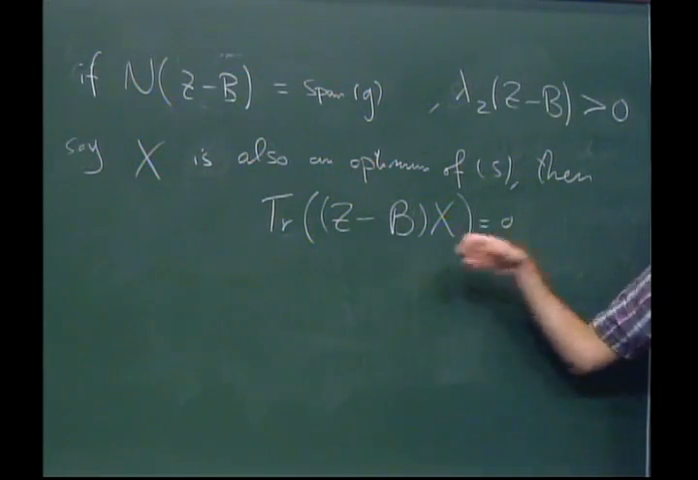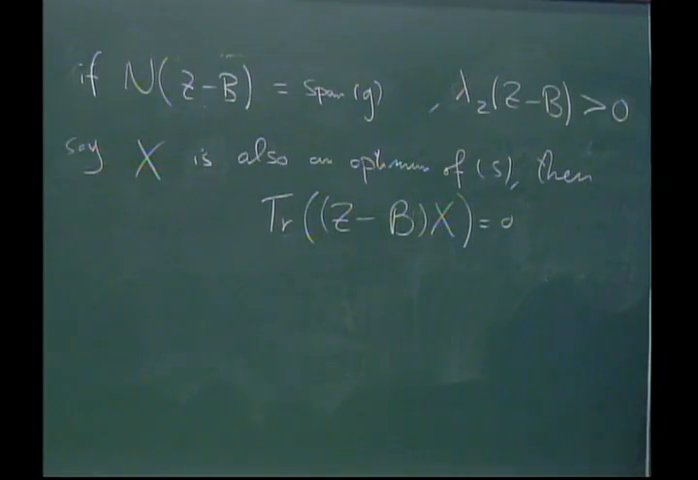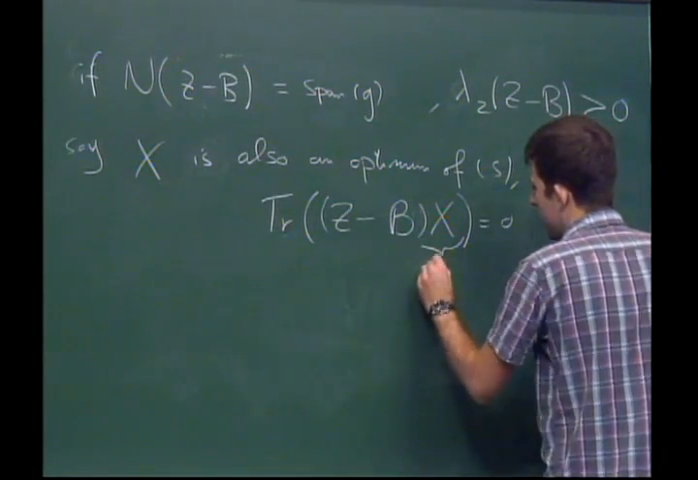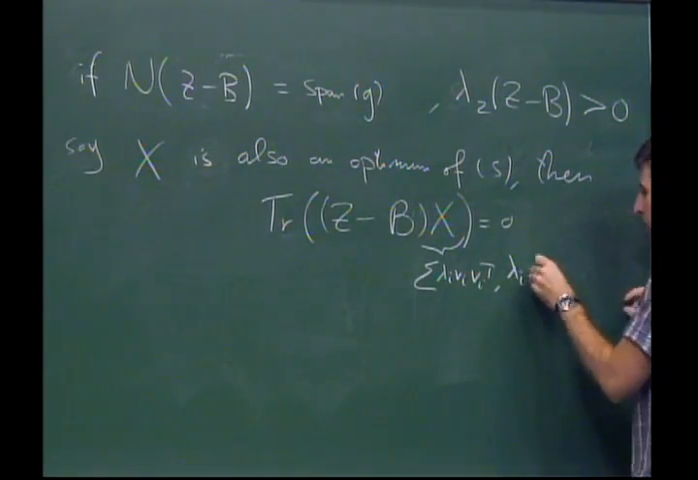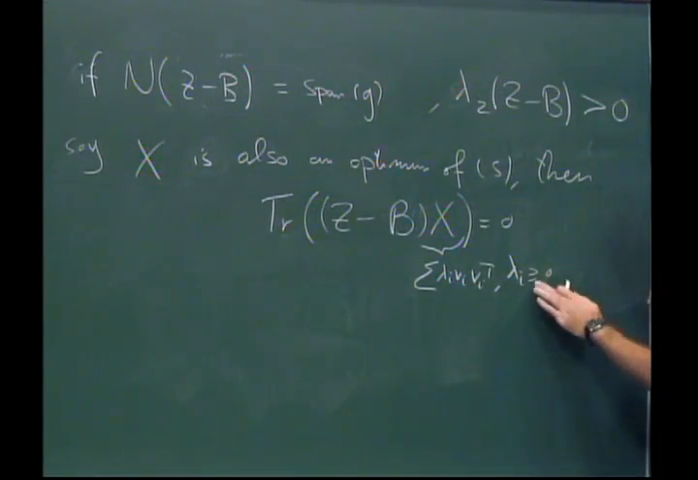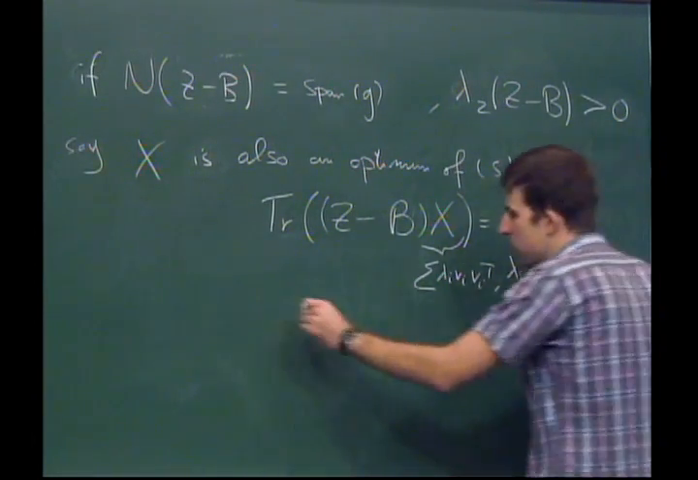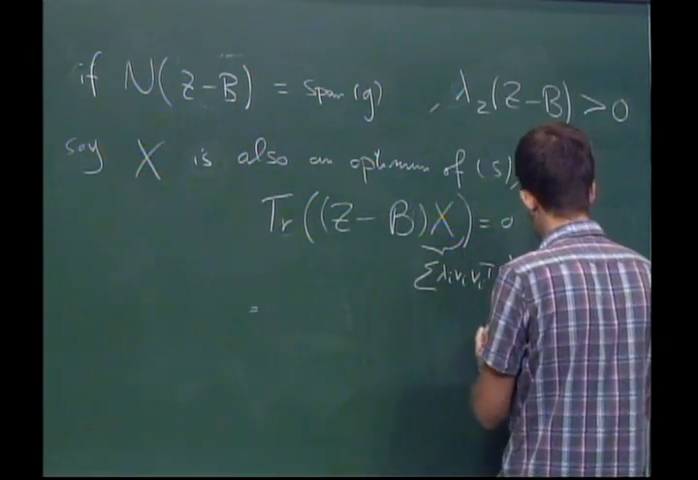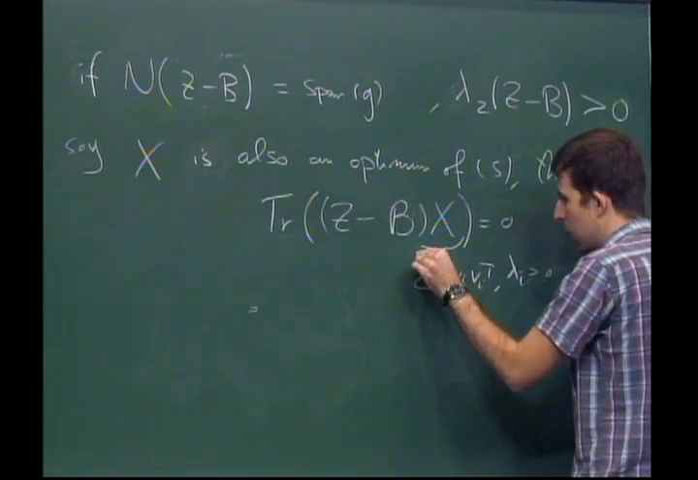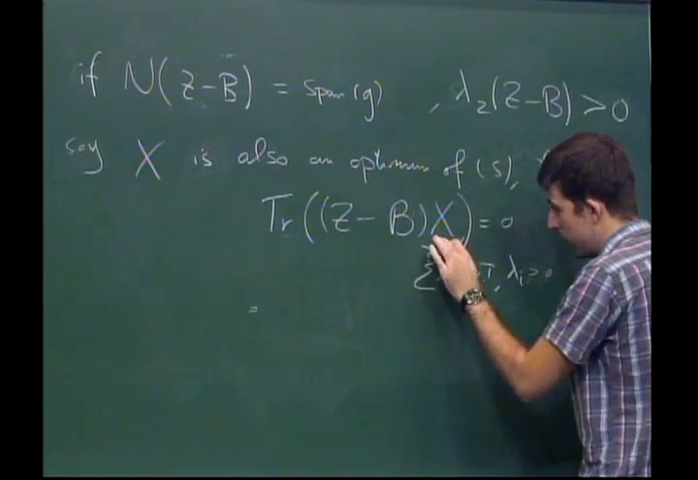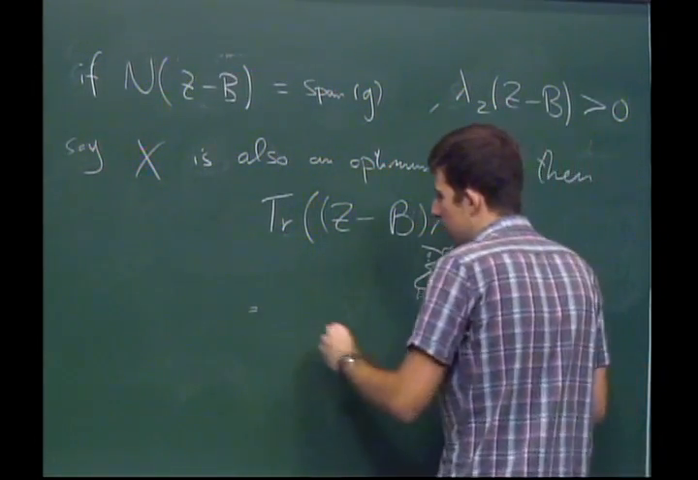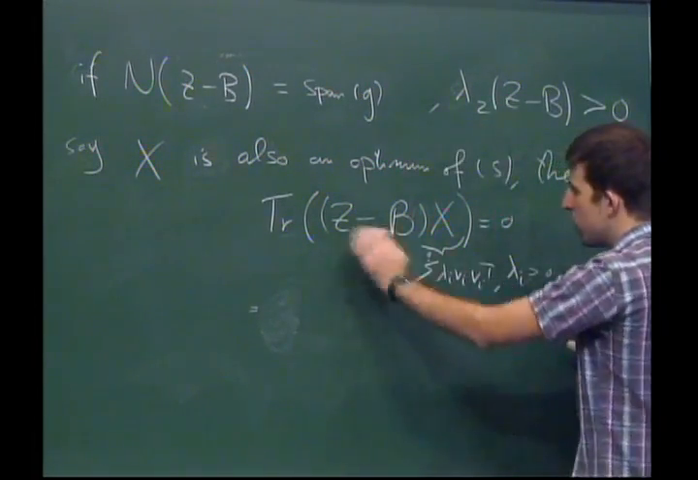Okay, so now we can write X in terms of its eigen decomposition. We can write X as a sum of lambda i's, vi's, vi's transpose, where lambda i's are non-negative. And let's say they're really positive, and perhaps I'm not summing n of them, just 1 or 2, as many non-zero eigenvalues as it has. I'm summing over however many non-zero eigenvalues X has. So I can take the sum outside.